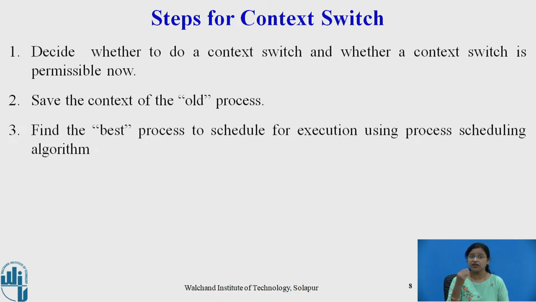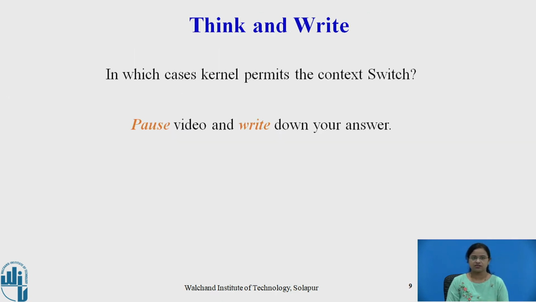But again, best process means the process which has higher priority or the process which has only minimum execution time. So there are different criteria for selection of the process. So find the best process to schedule for execution using a process scheduling algorithm. Then restore the context of the newly selected process.